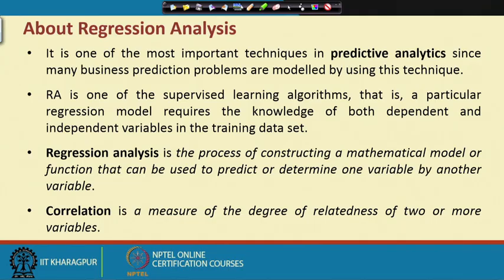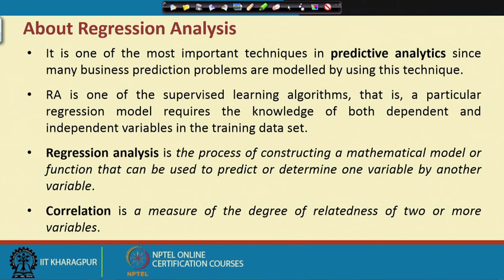Let us see the concept. So, this is the background about the regression structure. It is the process of constructing a mathematical model or a function that can be used to predict or determine one variable by another variable. That is the structure of dependence techniques. That means here we are trying to predict the dependent variable with the help of independent variables.